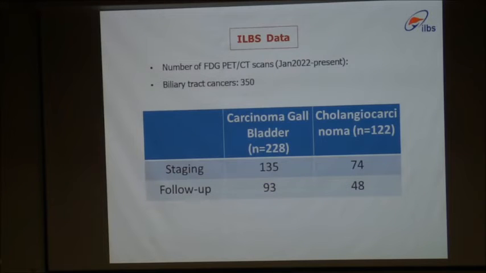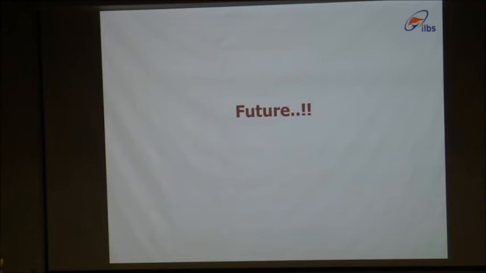ILBS data: the number of FDG scans from January to the present time for biliary tract cancer was 350. Carcinoma of the gallbladder was 135 and cholangiocarcinoma 74, and follow-up cases were 93 and 48 for cholangiocarcinoma, for follow-up and staging. Future.